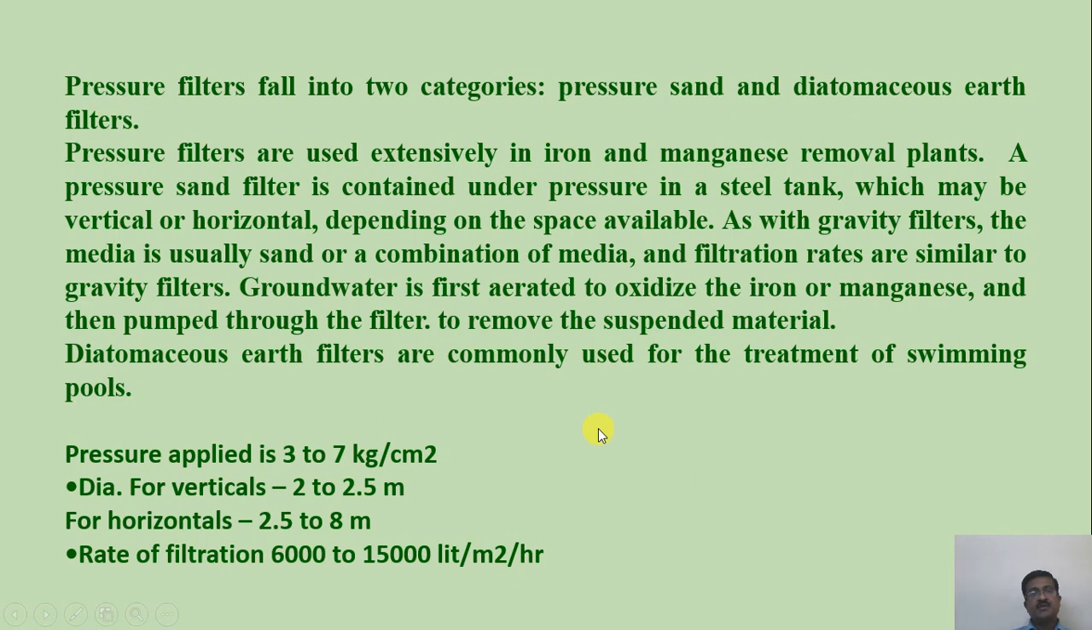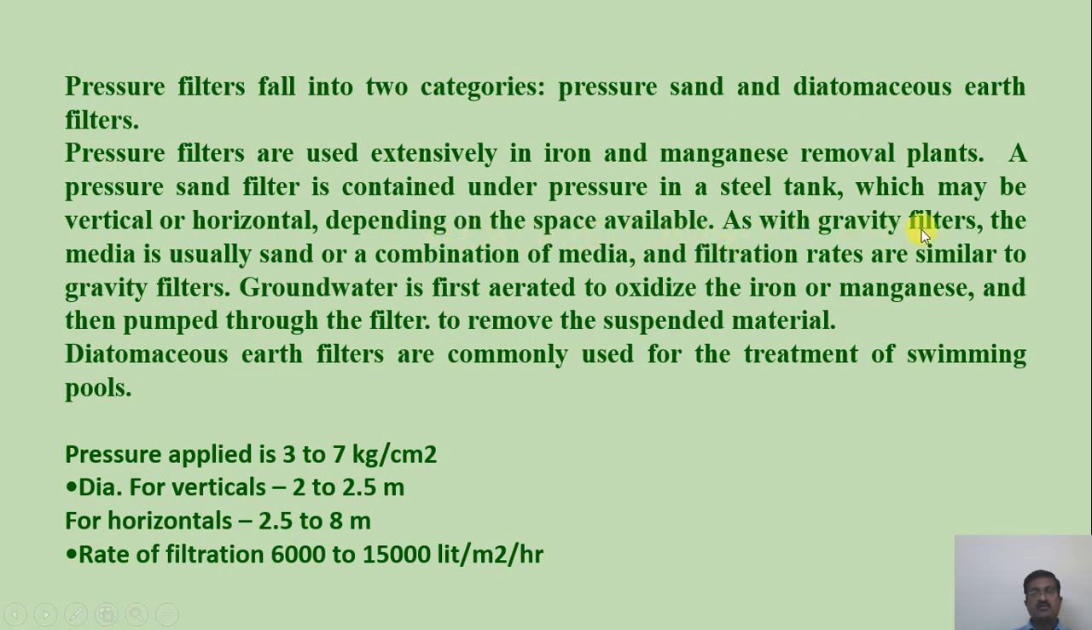Now pressure filters fall into two categories: pressure sand filters and diatomaceous earth filters. Pressure filters are used extensively in iron and manganese removal plants. A pressure sand filter is contained under pressure in a steel tank, which may be vertical or horizontal depending on the space available.